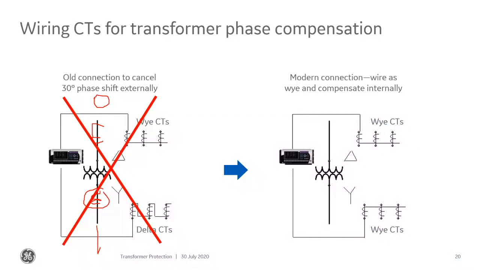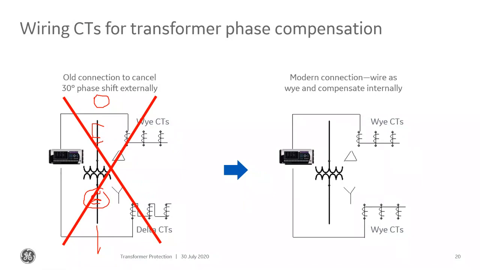Y side CTs wired in delta would block the zero sequence current, but it would also do something else for us. It would get us that phase shift back. Now, in a modern microprocessor-based relay, we don't have to do that. The reason is that a modern microprocessor-based relay is really good at doing calculations. So it can do that zero sequence compensation and the phase compensation inside of the relay. So we don't have to. We can wire both sets of CTs in Y.